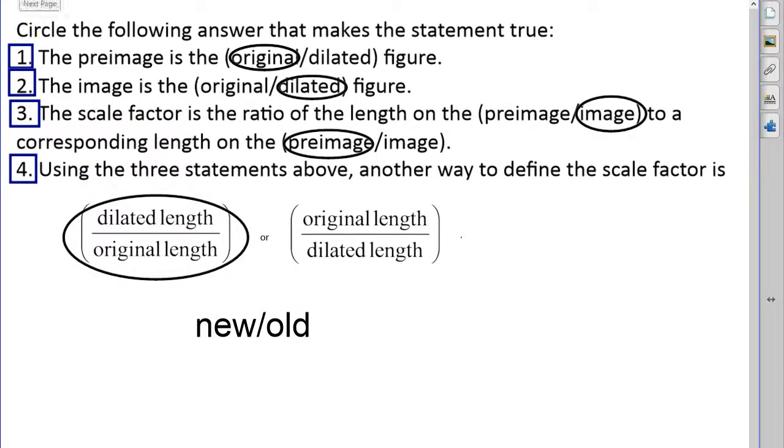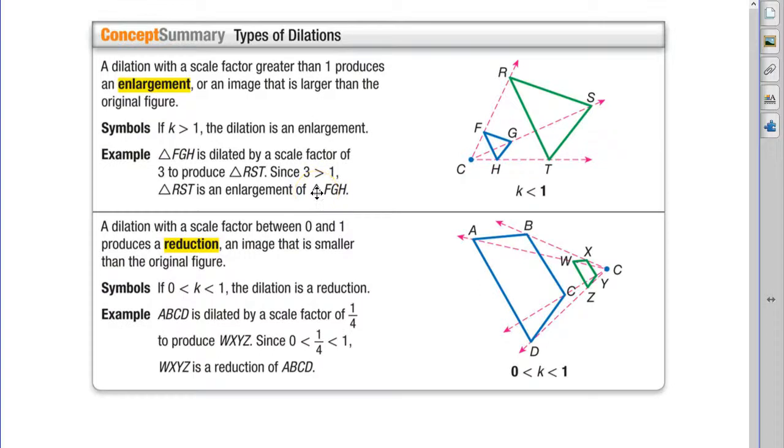Okay, now, next part. Types of dilations. If you need to, pause this. I'm going to go through and fill some things in for you here. So, the question is, define these.